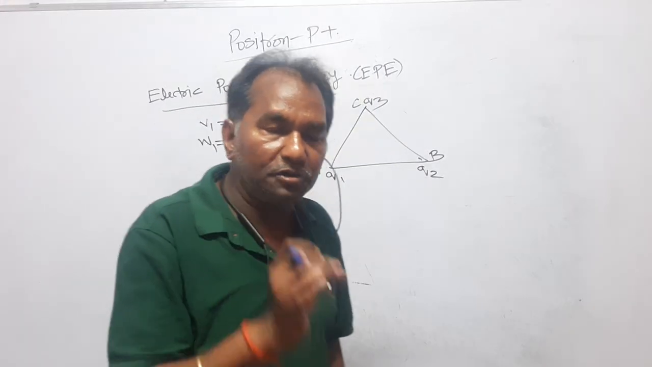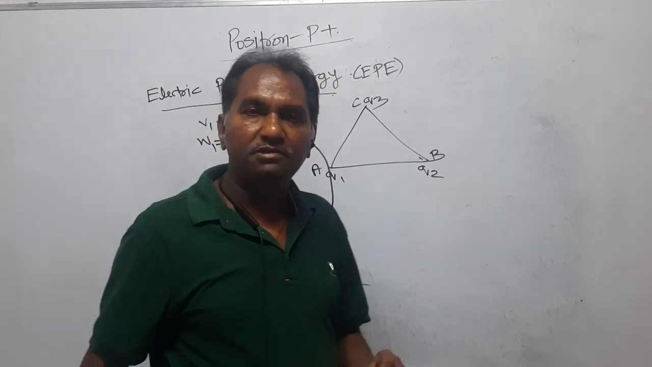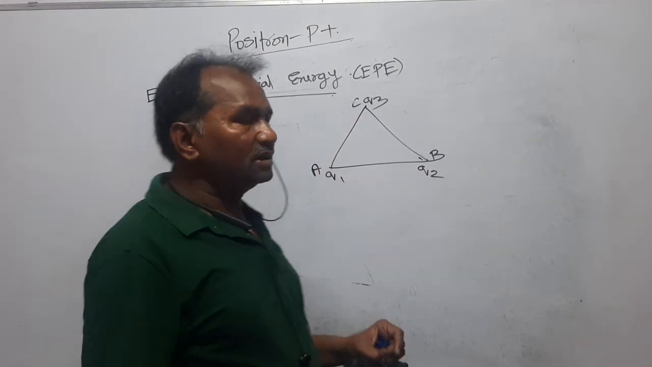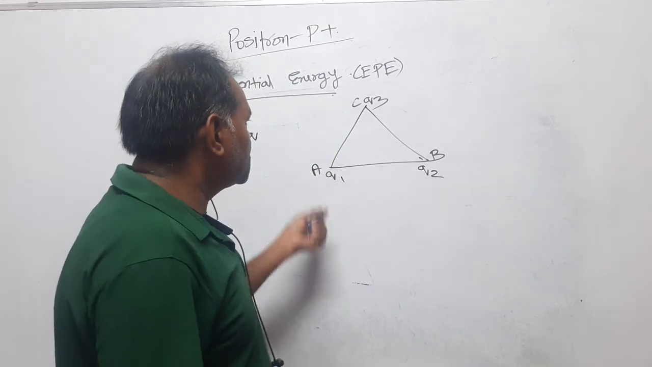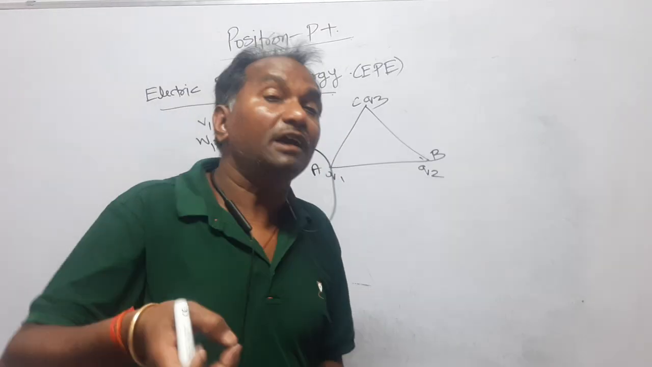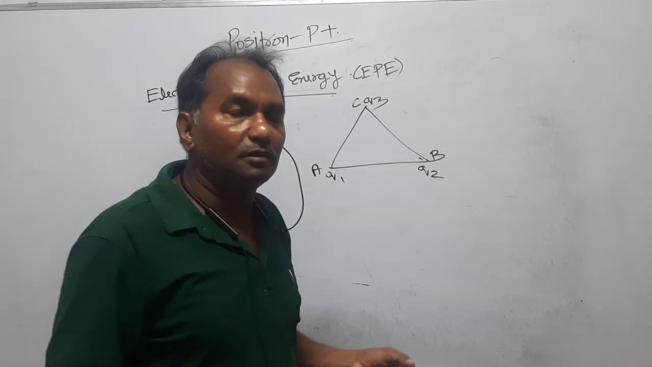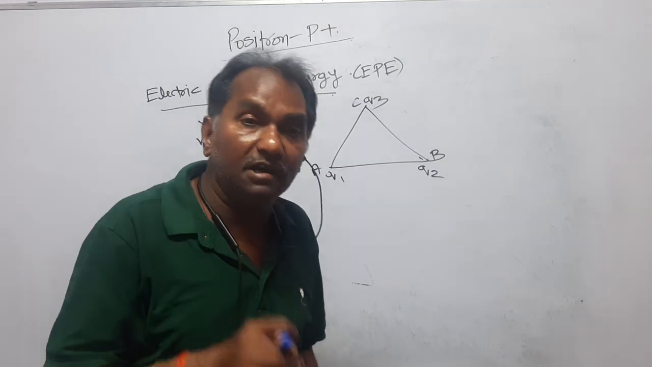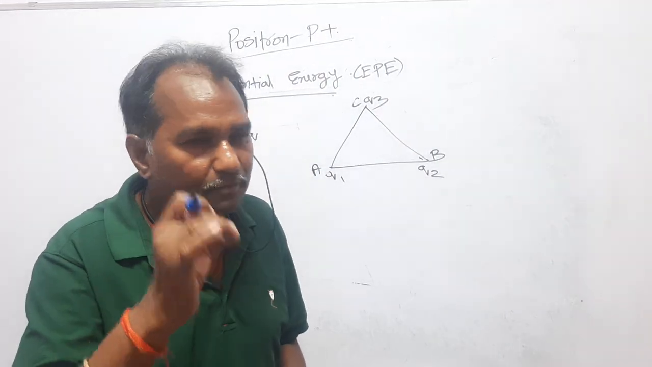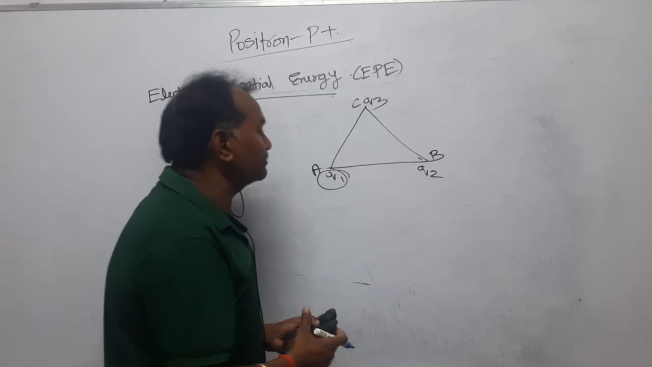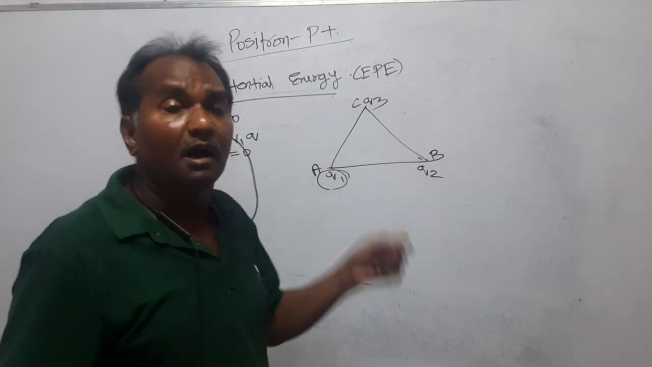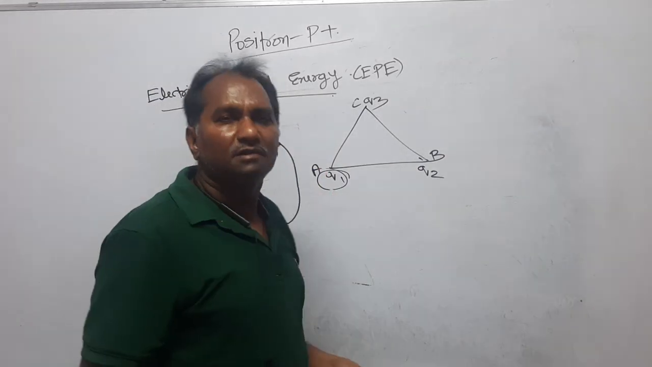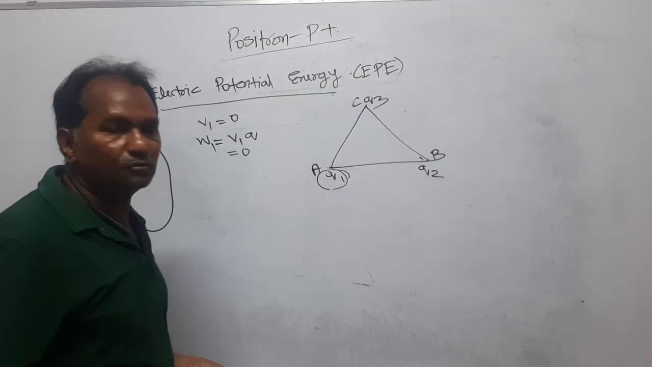First we brought Q1 to point A. At that moment Q2 and Q3 were absent, and that is why V1 is 0, and that is why W1 is 0. The potential at a point is due to other charges, not because of itself. If charge Q1 is at point A, the potential at point A will not be because of Q1 but because of any other charges. When you brought Q1, Q2 and Q3 were absent, so the potential at point A was 0, and the work done would be 0.